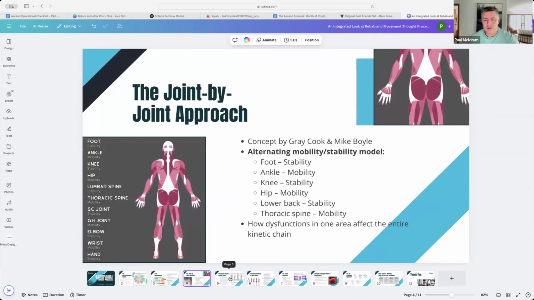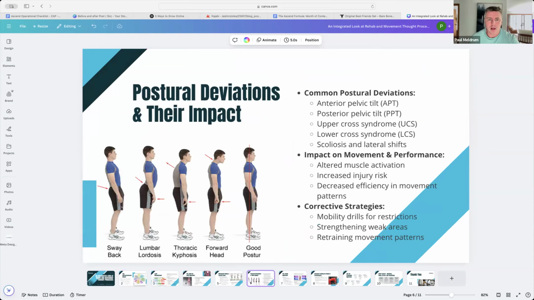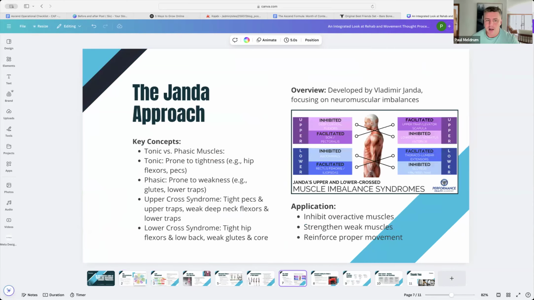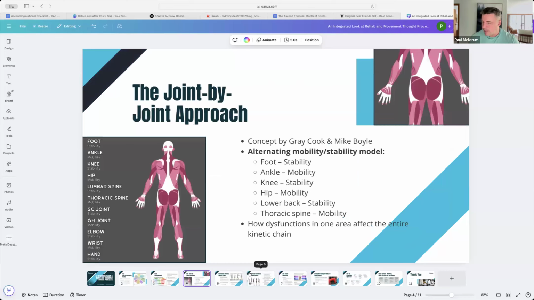So I like to use the joint by joint approach, movement slings and fascial lines, posture, deviations and their impact, the Yanda approach, which you guys know, but it's just a different word, and then looking at strength training in a different way. So let's go through these. It's going to be a little bit quicker because everyone here on this call has some form of experience with this. So let's nail this now.